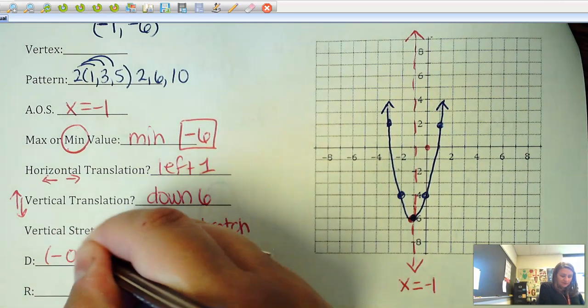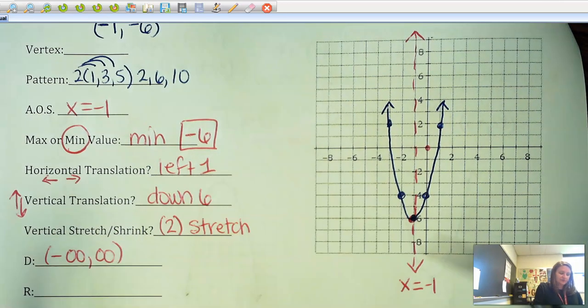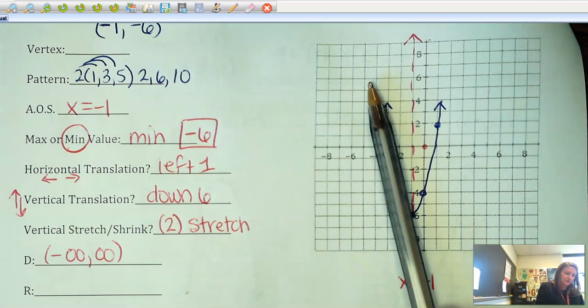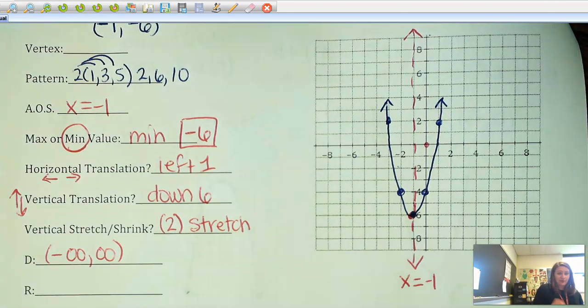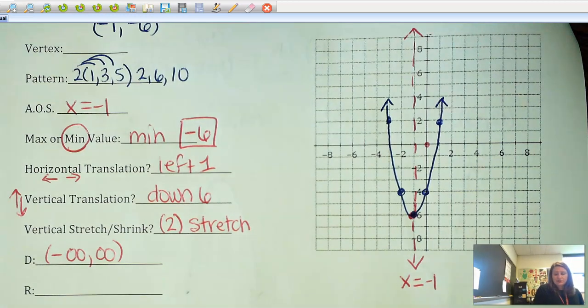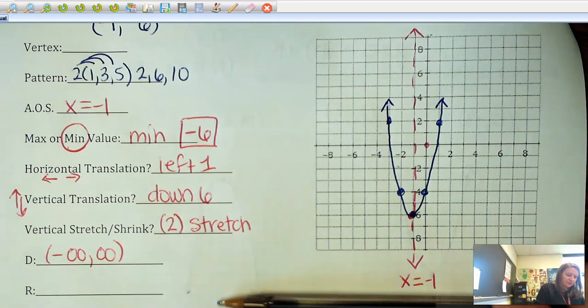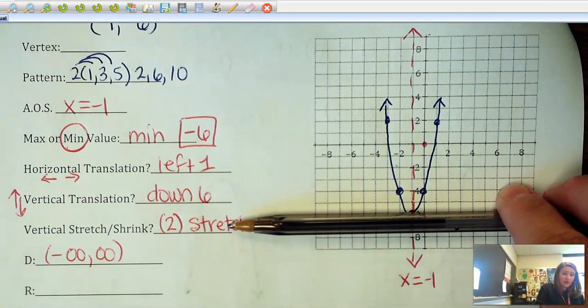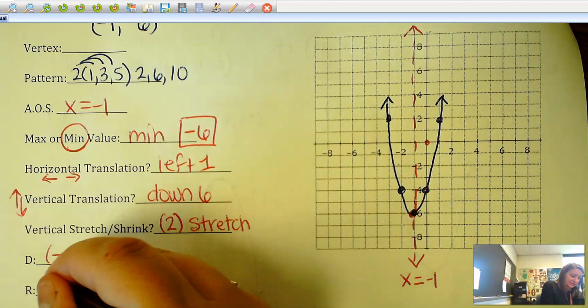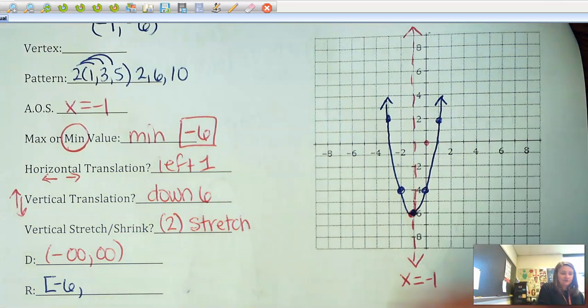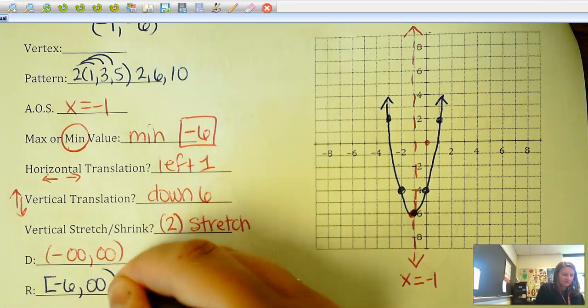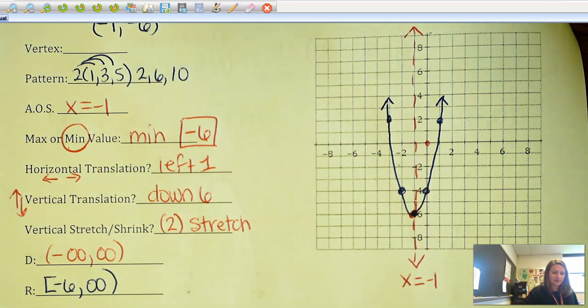Domain for every single one of these is going to be left and right forever. So your sides of your parabola, this will go left forever. This will eventually go right forever, so you cover the whole x-axis. Your range here, if you come from the bottom of the graph, the first y value that you touch is negative 6. That has a bracket because there's an actual point there. Everything else goes up forever, so that's going to go up to infinity.